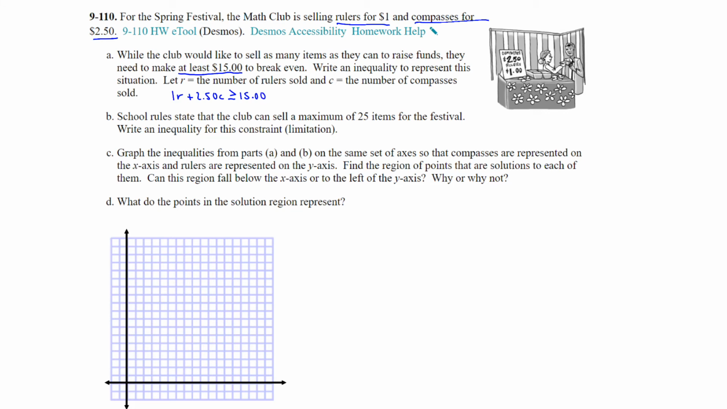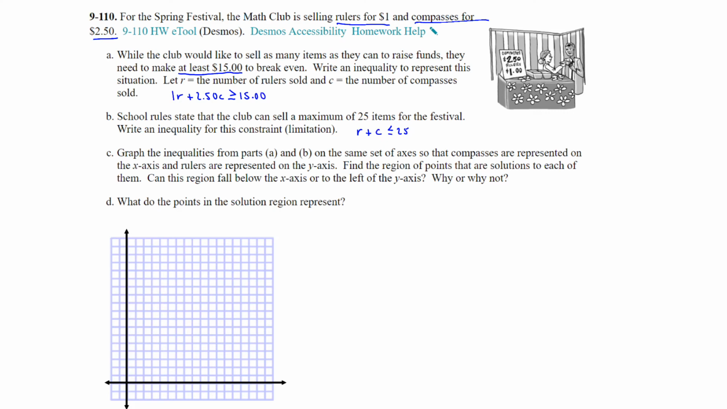Part B, school rules state that the club can sell a maximum of 25 items for the festival. Write an inequality for this constraint or limitation. So we can only sell a maximum of 25 items. So the number of rulers plus the number of compasses has to be less than or equal to 25. So we can't sell more than 25 items. All right, so that's done.